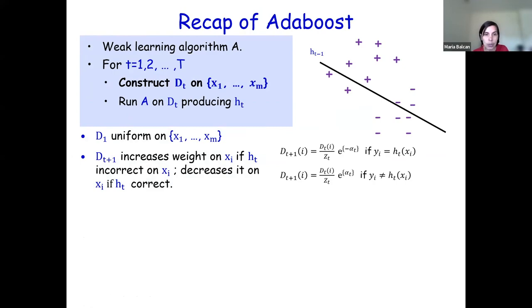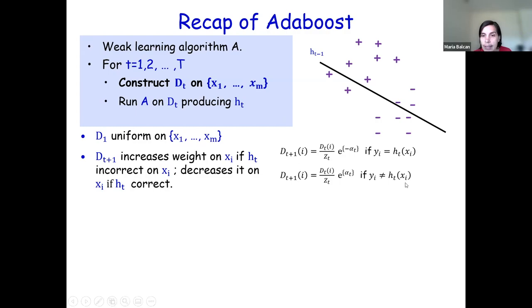And how do we do it? Intuitively speaking, we increase the weight on hard examples, which have been previously misclassified by our hypothesis HT. And then we decrease the weight on the easy examples that have been correctly classified by HT. So initially the distribution is uniform in the first round, and then in round T, we use HT to create a new distribution D(T+1), where we decrease the weight on easy examples that have been correctly classified by HT and increase the weight on examples that are hard, that have been incorrectly classified by HT.